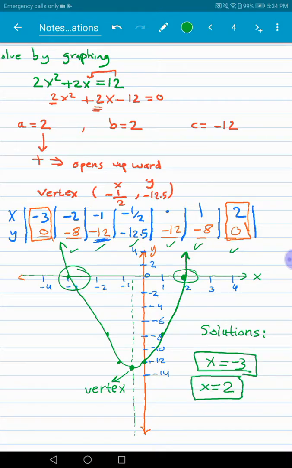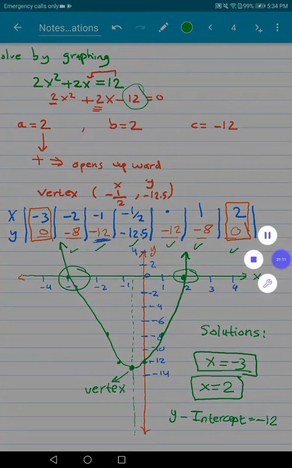And of course the y-intercept, no need to find it from the graph. It can be found directly from the coefficient. It's minus 12, from the constant value. This is the solution for this equation. So I hope it's clear till now. I'll give you one more exercise.